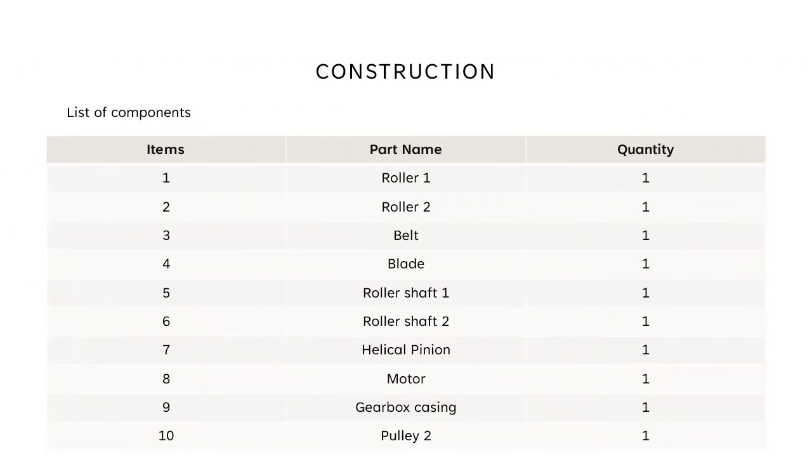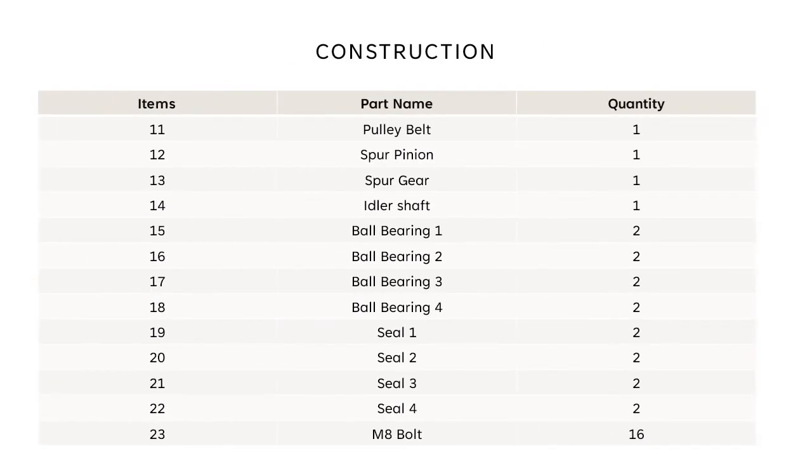This is the construction of the machine, or the concept we had thought of, and these would be the parts involved. They include the rollers, the belt, the blade, a roller shaft, different types of pinion, the helical pinion, the motor, the gearbox casing, since there would be gears within it, the pulley belt, the spur pinion, the spur gears. As I said, we would be requiring a gearbox, so it's but natural.